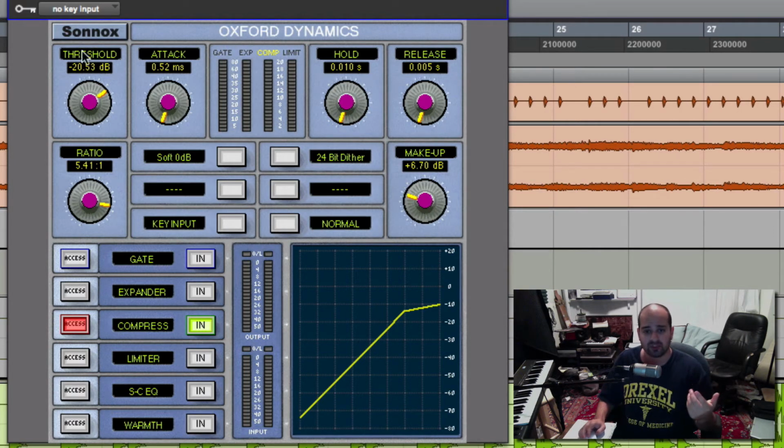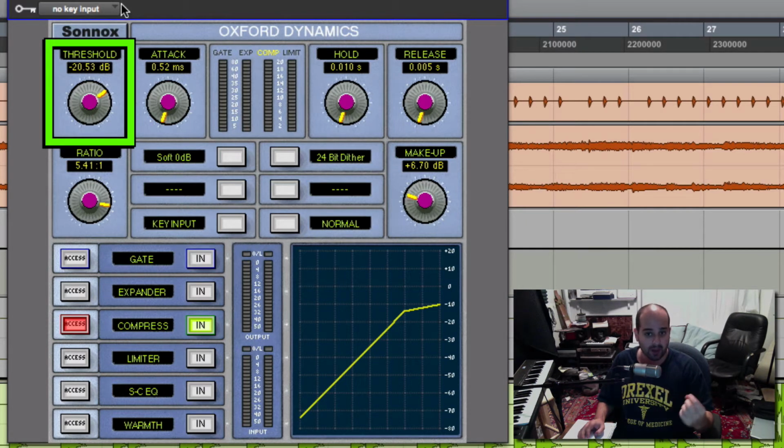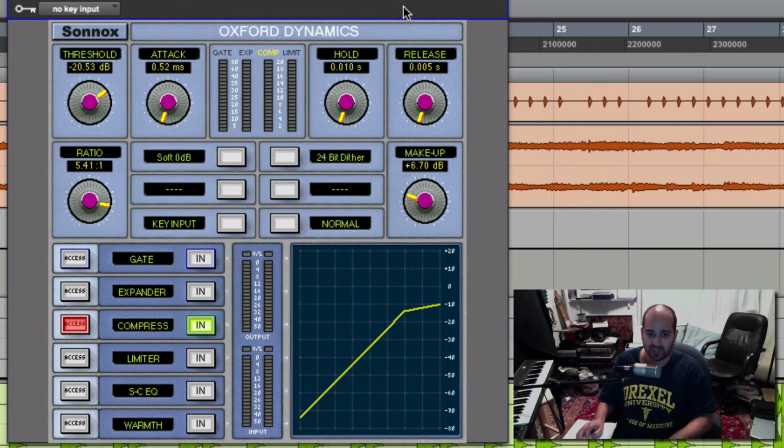And then I'm going to adjust the threshold to where I'm hitting the attack, but I'm not doing anything to the sustain. And what's going to happen is you're going to hear the decay and the sustain come up in level. So here is a before and after.